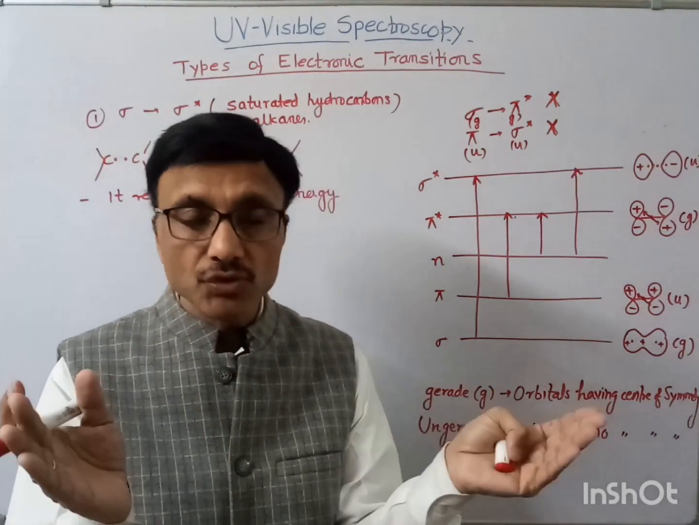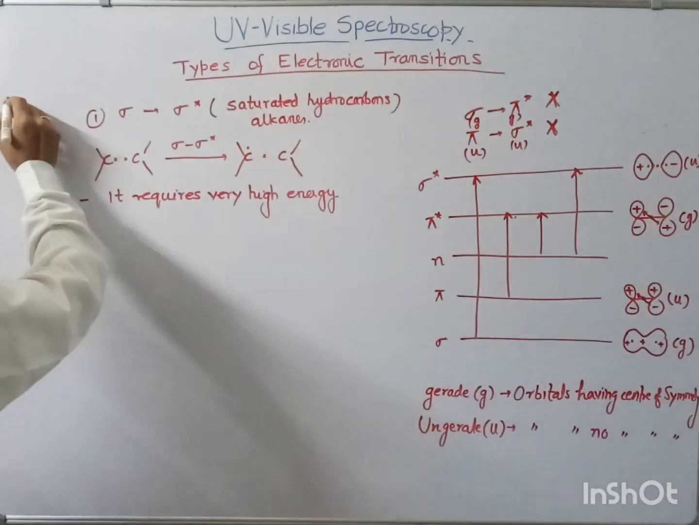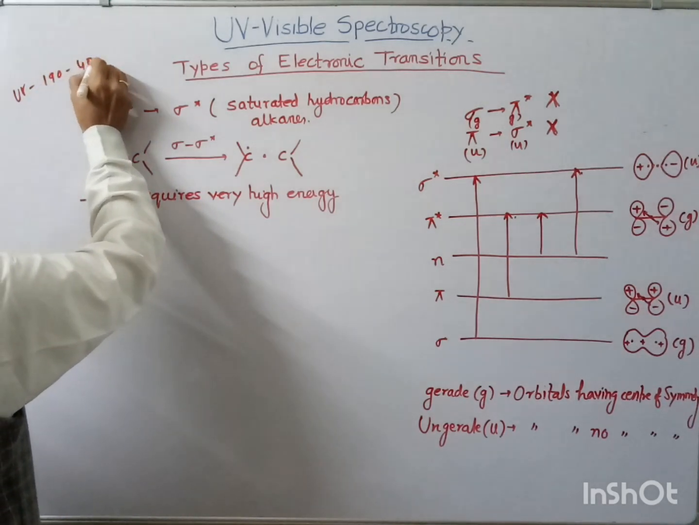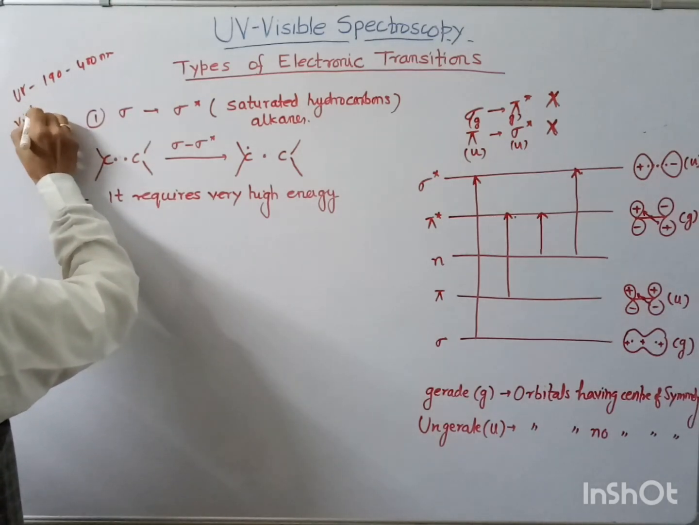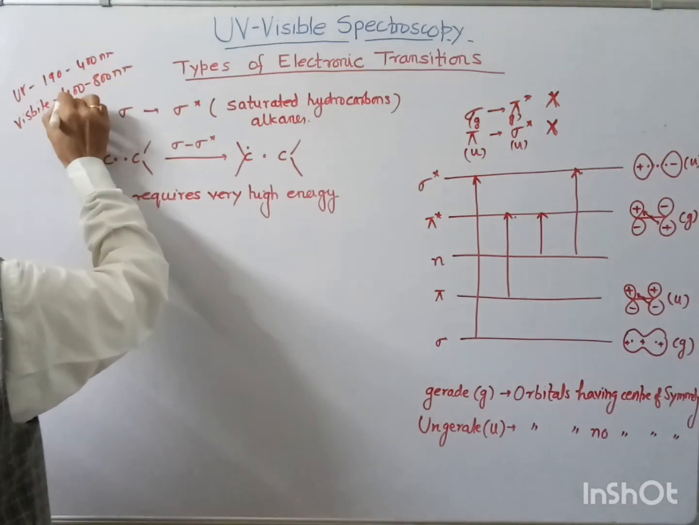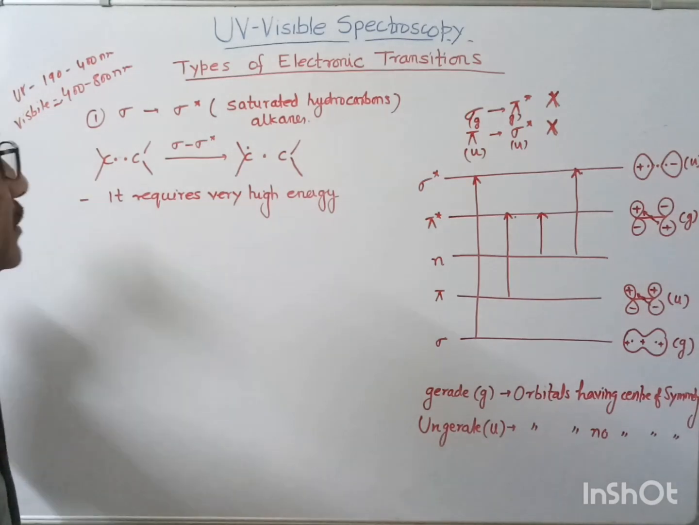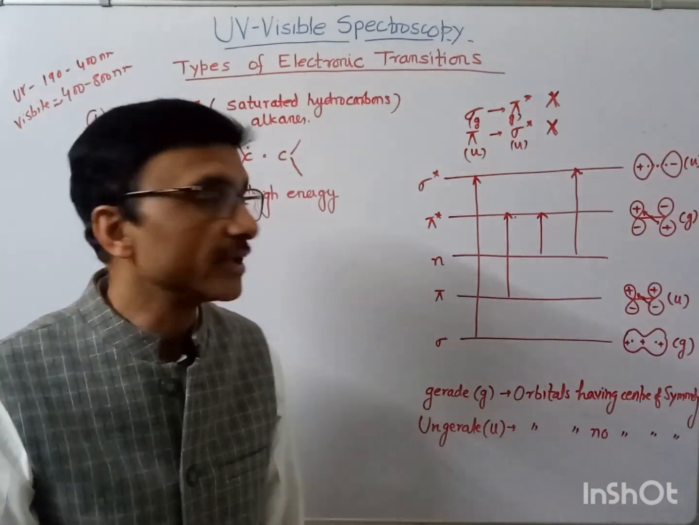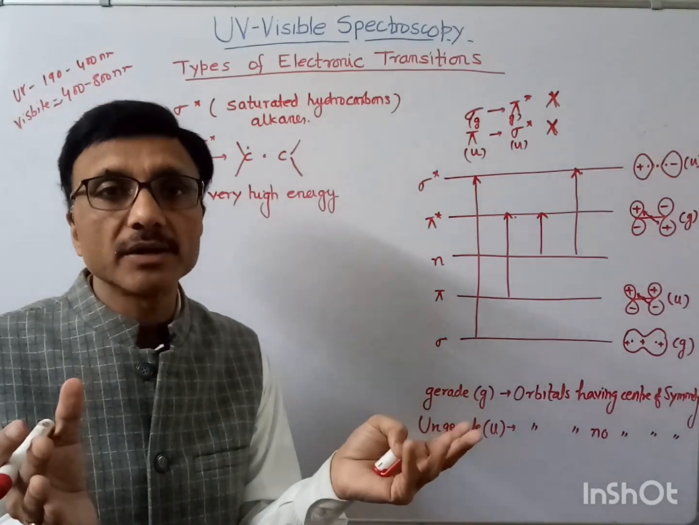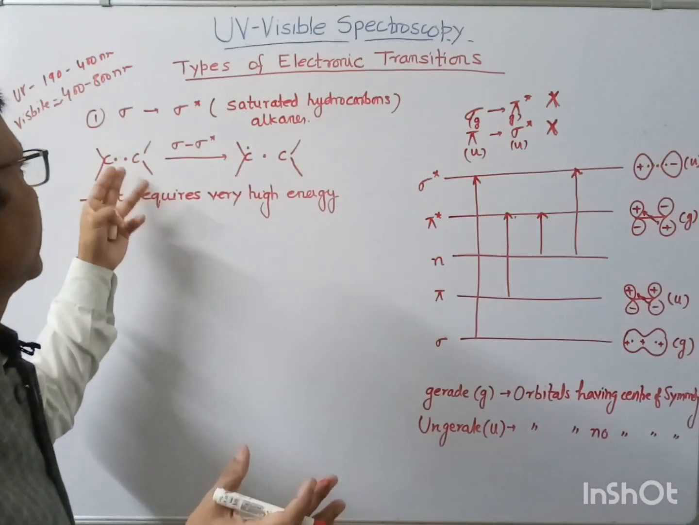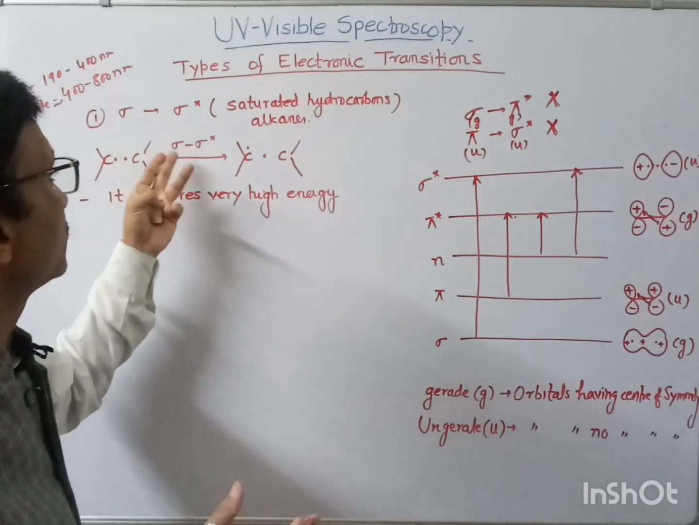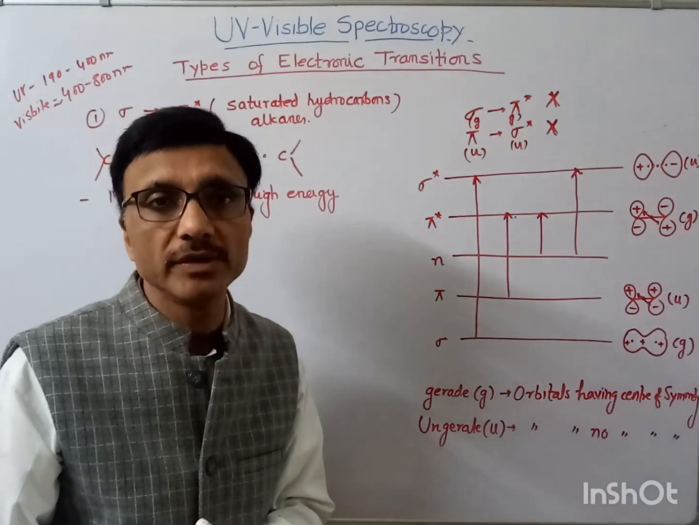And you know, out of UV and visible, what I told you, UV is from around 190 to 400 nanometer, whereas visible falls in the range from 400 to 800 nanometer approximately. So the UV region is the high energy region. When bonds are very strong, then to excite the electron we need high energy. So sigma to sigma star transitions fall under the UV range.